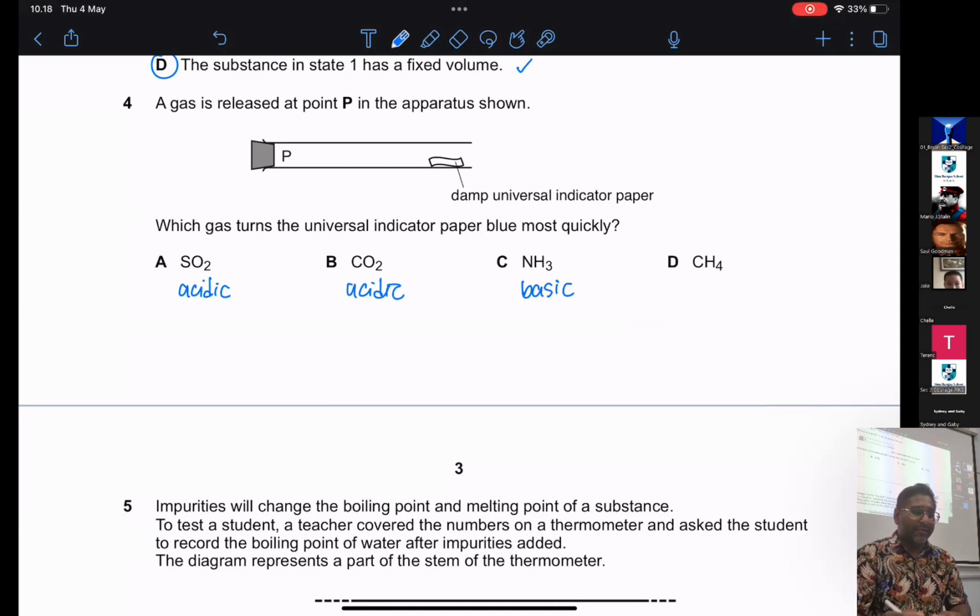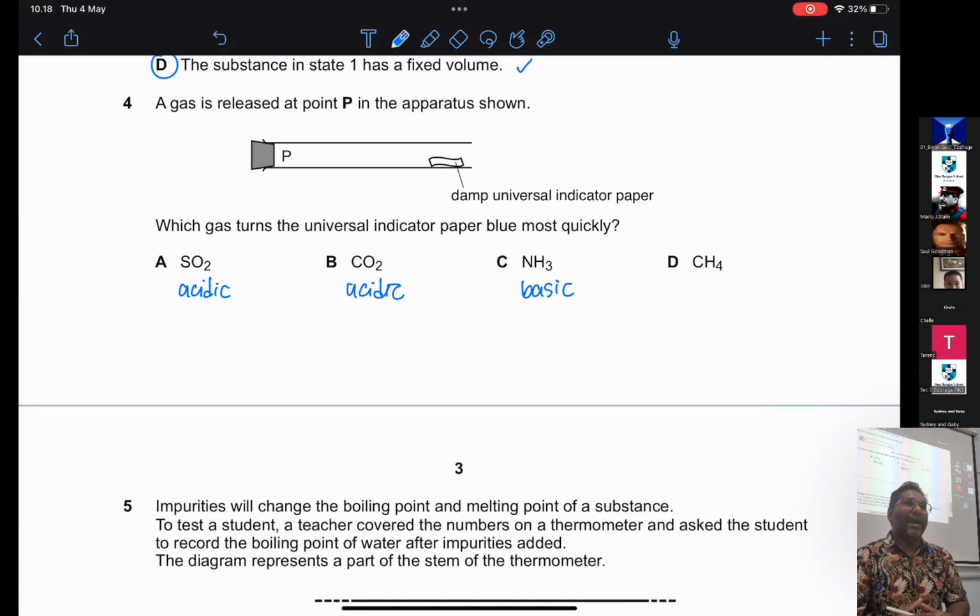The answer is going to be, let's explore one by one. Sulfur dioxide is acidic. Why? Sulfur is a non-metal. Non-metal oxides are acidic. Remember the last chapter that we did. And then carbon dioxide is also acidic. Please remember that carbon dioxide is acidic. This is going to be basic. Ammonia is always basic.